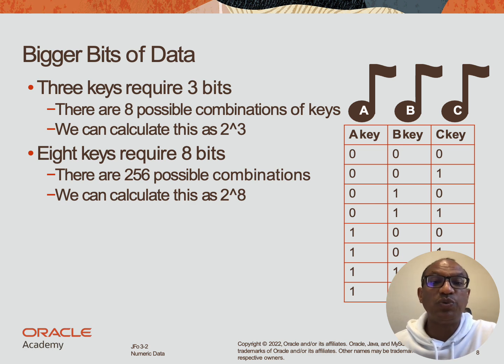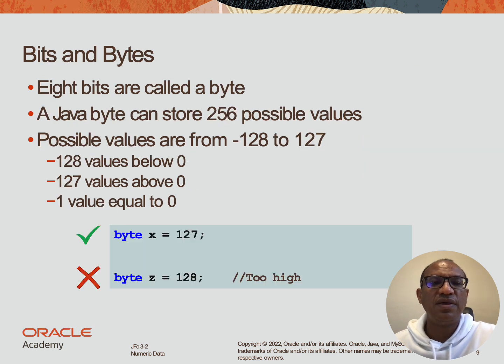8 bits, what we call a byte, give us 256 different combinations. A byte in Java can store values from -128 to +127. Trying to store 128 in a byte will result in an error because it exceeds the byte's limit.